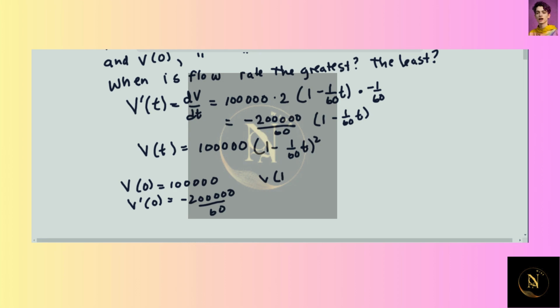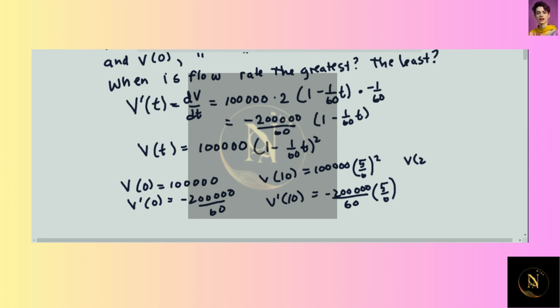And V of 10, that will be 100,000 times 56 squared. And V prime of 10, that will be minus 200,000 over 60 times 56. All right, so every time it's going to be the same.